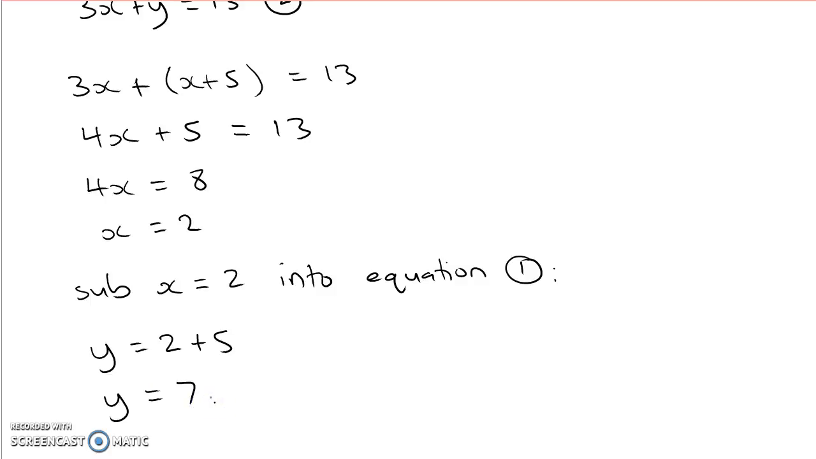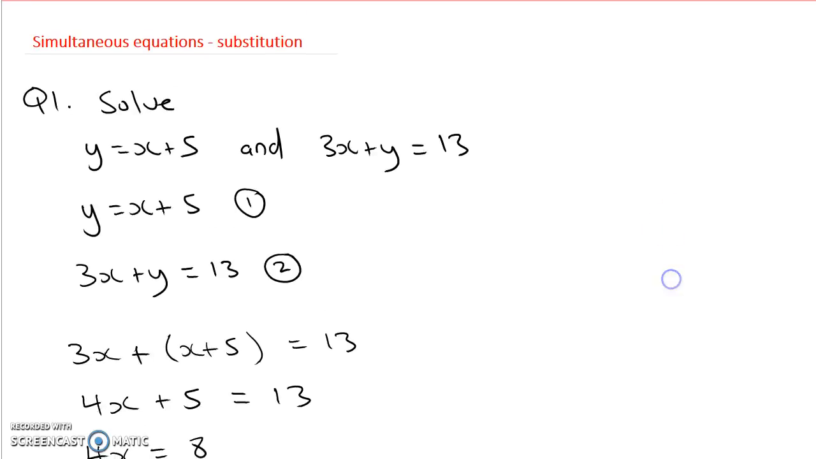Therefore, our solution is x equals 2, y equals 7. Now, if we want to check these, we can come back in and substitute them back into both of the equations. So we had y equals 7 and we had x equals 2. If we substitute them in, 7 equals 2 plus 5. That's correct.